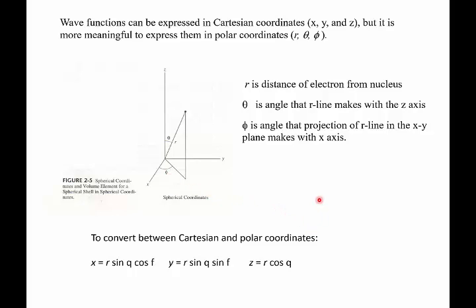Now you can mathematically convert from Cartesian coordinates to polar coordinates. Mathematically, it's done as follows. X is expressed as r sine theta times cosine phi. Y is r times sine theta times sine phi. Z is r times the cosine of theta. Sorry about that, those letters should be the Greek letters.